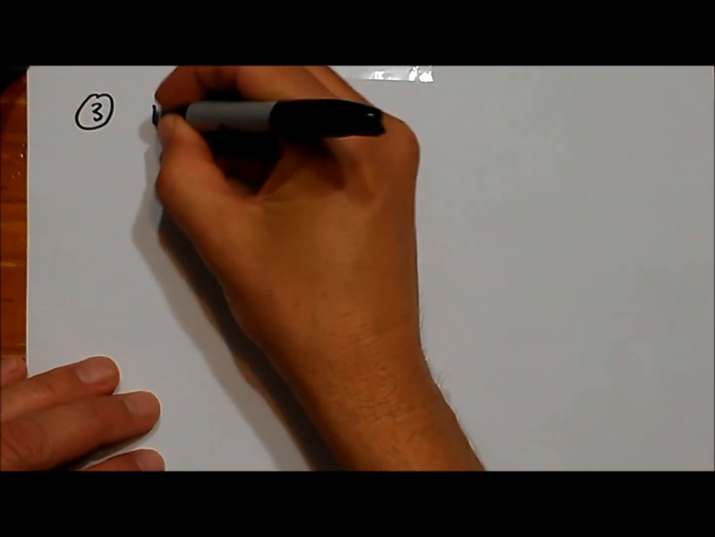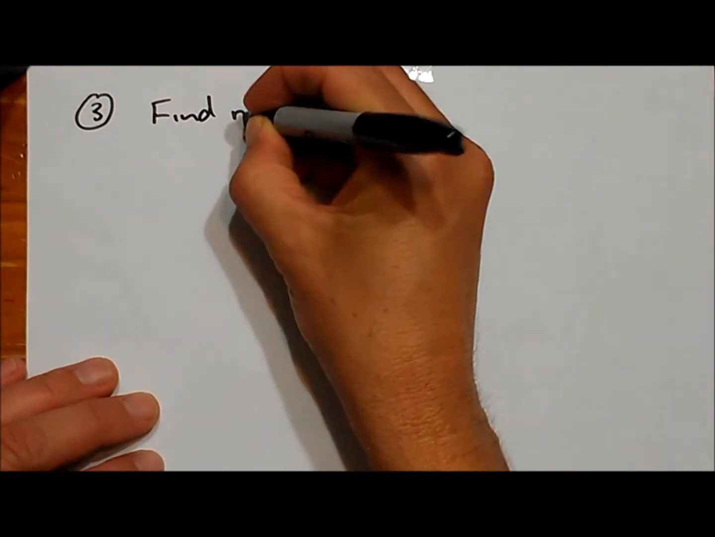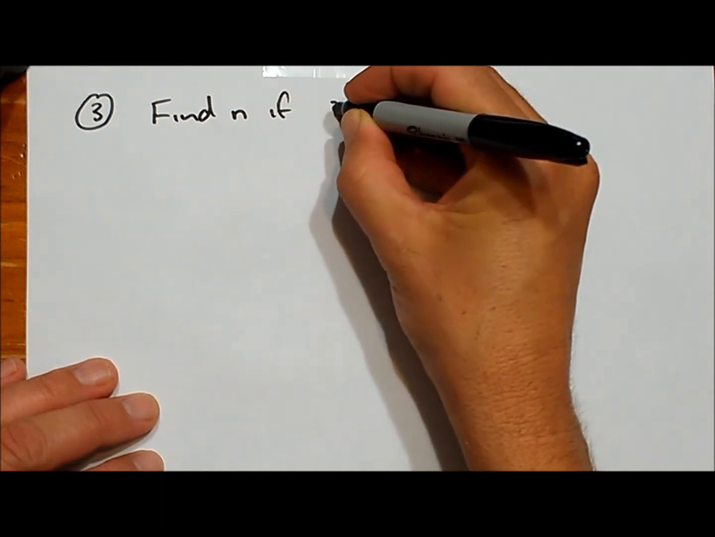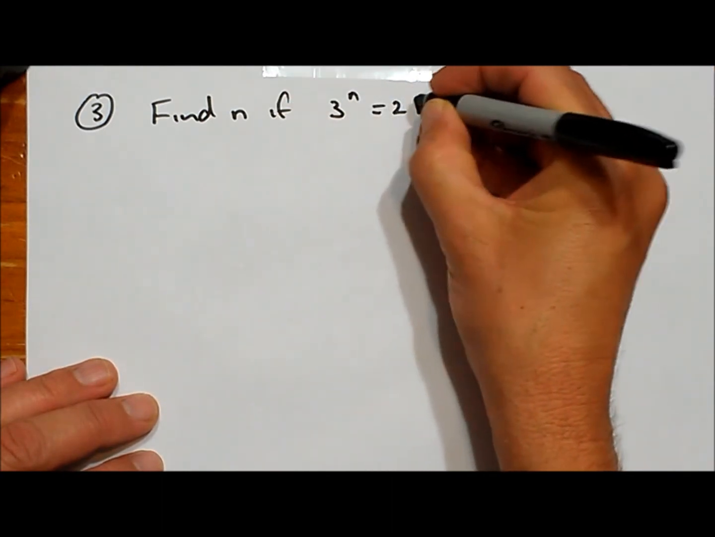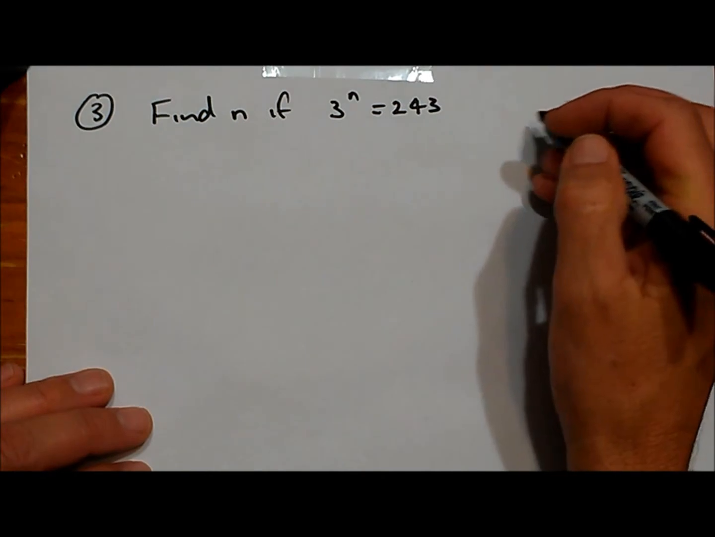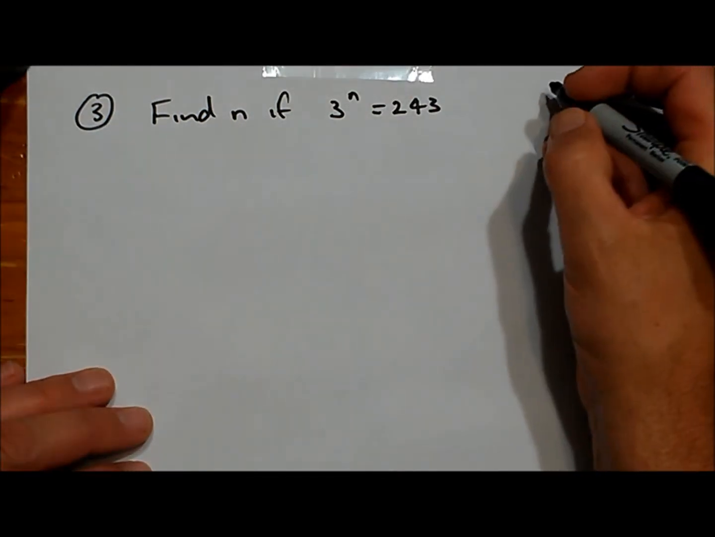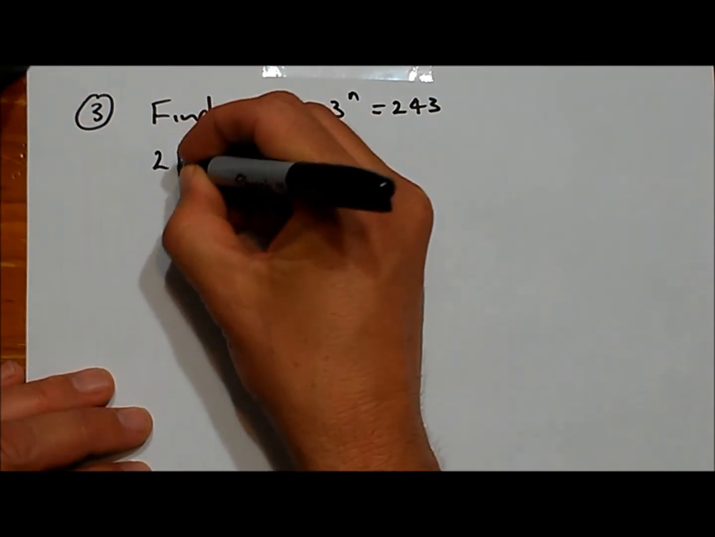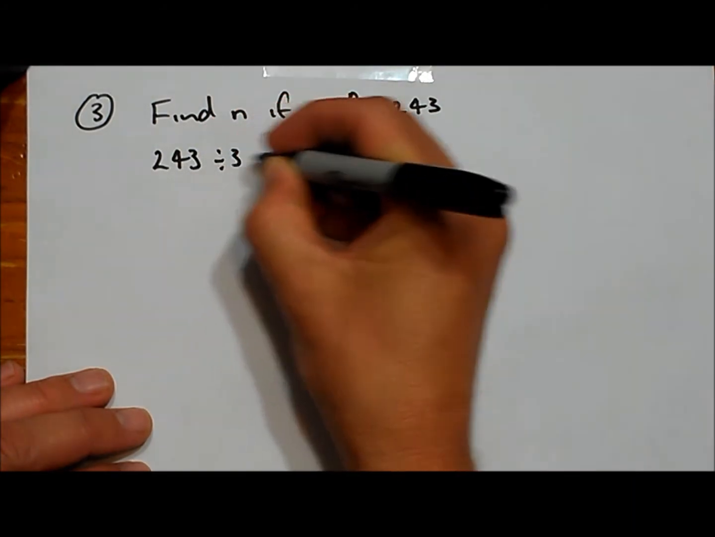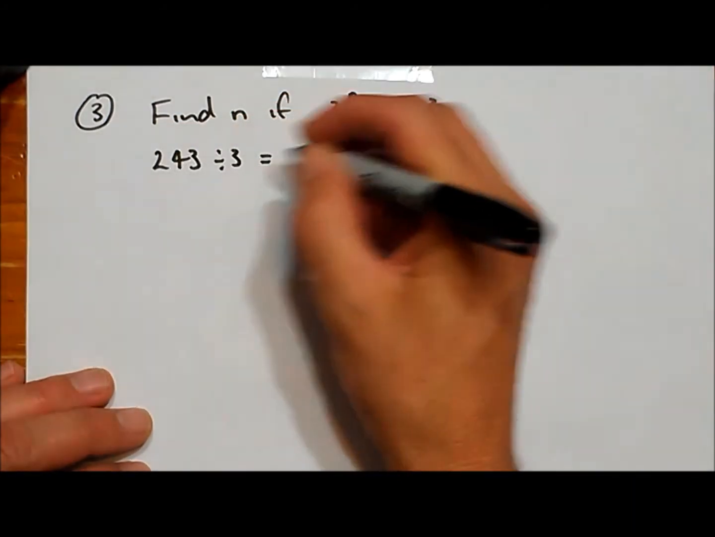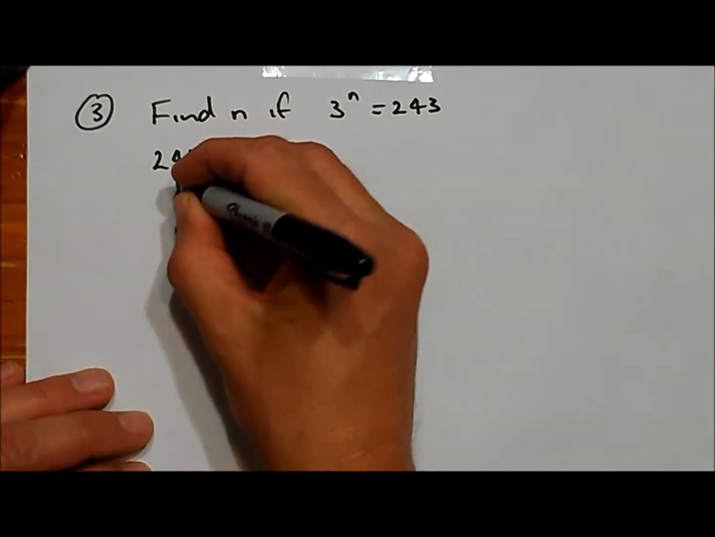We can also use indices to solve equations, so find n if 3 to the n is equal to 243. We could use guess and check on our calculator and just plug numbers in. A more systematic way is just to keep dividing by 3. It's a little bit laborious. 243 divided by 3 is 81.